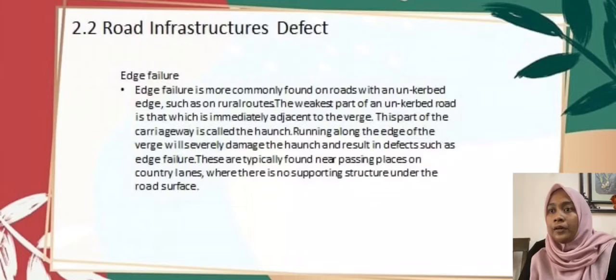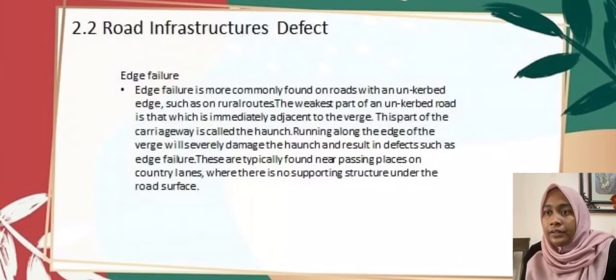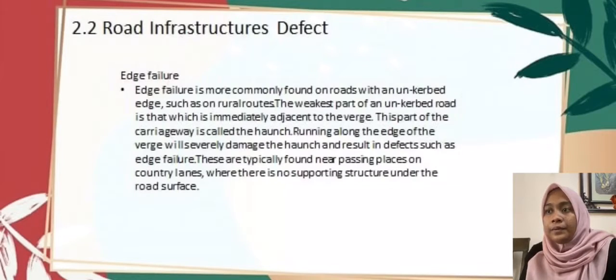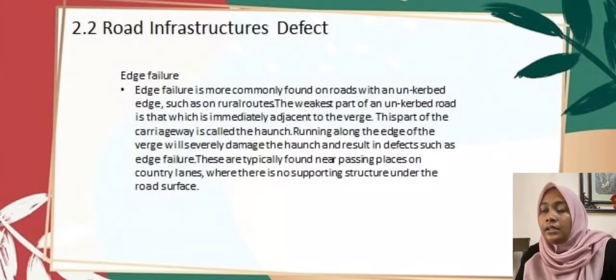The weakest part of an uncurved road is that which is immediately adjacent to the verge. This part of the carriageway is called the haunch. Running along the edge of the verge will severely damage the haunch and result in defects such as edge failure. These are typically found near passing places on country lanes where there is no supporting structure under the road surface.